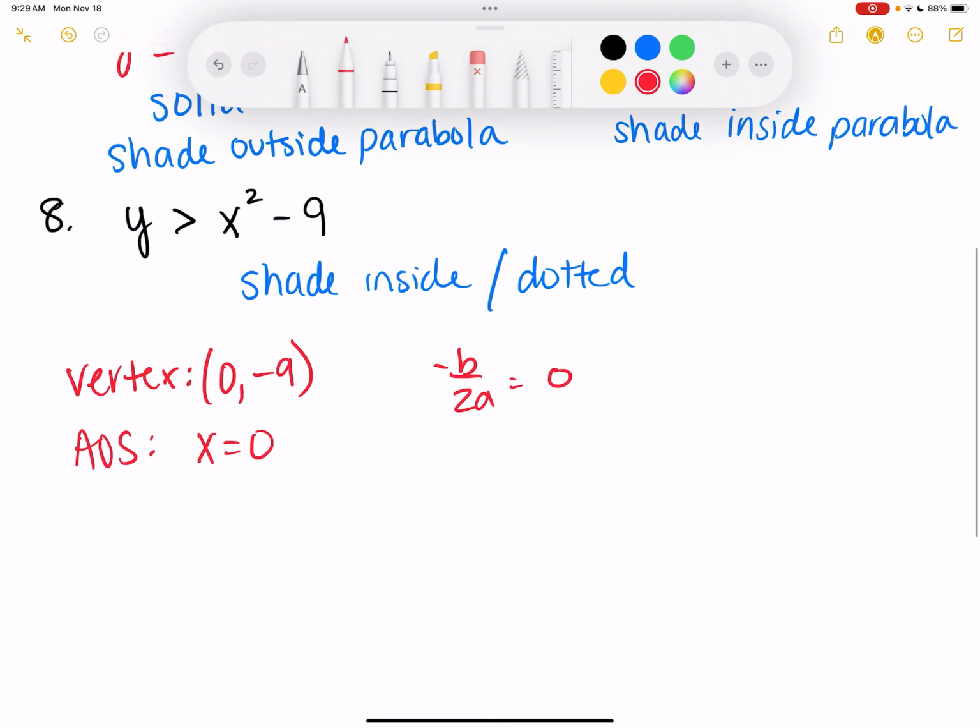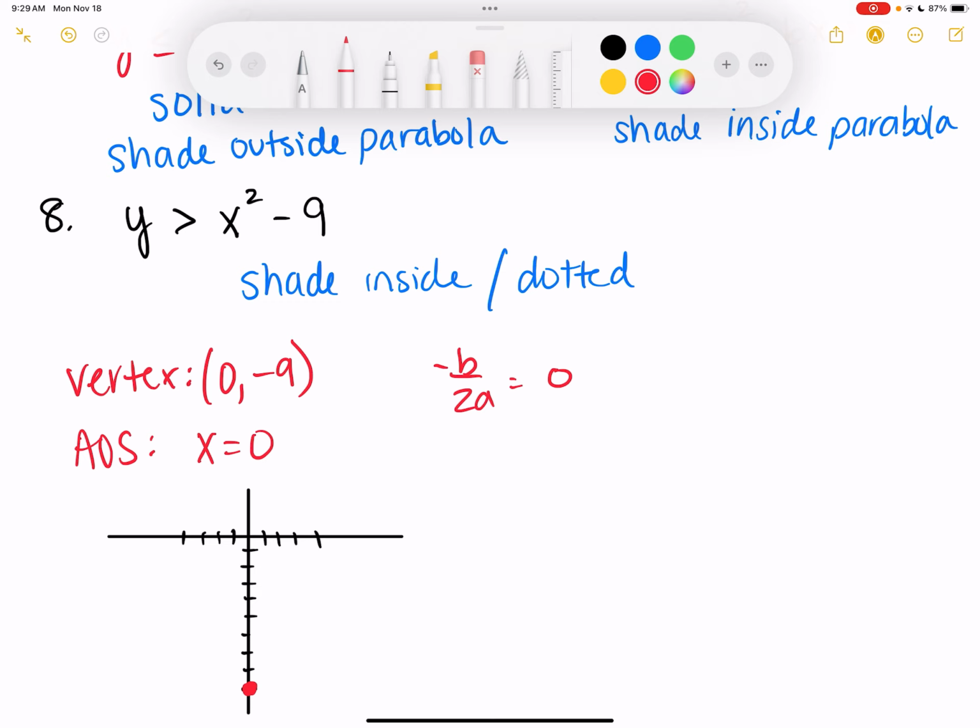All right, so graphing it. Now, I know that my vertex is way down here, so I'm going to make my graph kind of not proportionate. All right, so I have a vertex at 0, negative 9. And I need to find another point on the graph.